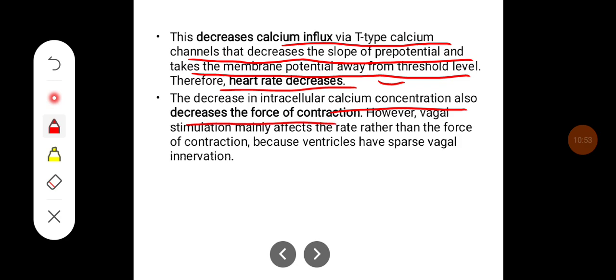However, vagal stimulation mainly affects the heart rate rather than the force of contraction, because ventricles have a sparse vagal innervation.